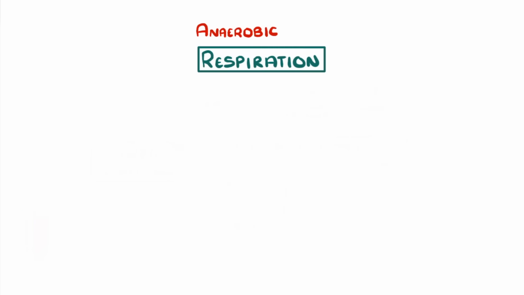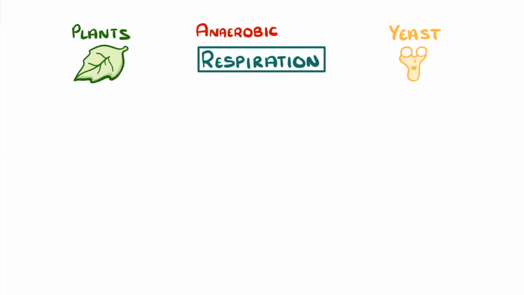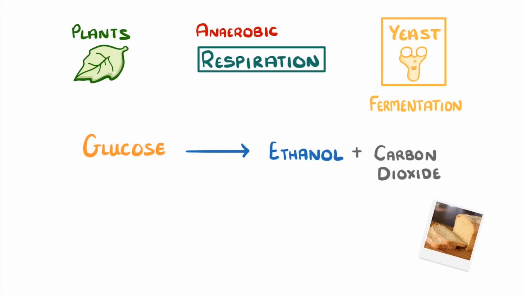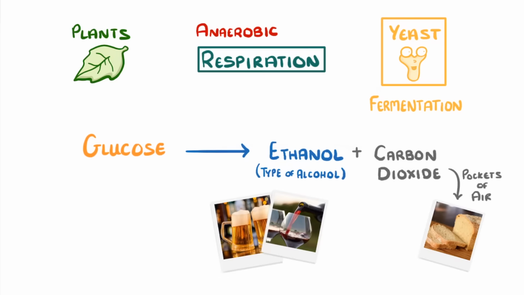The last thing we need to cover is anaerobic respiration in plants and yeast, which is a bit different. This time, the glucose is converted to ethanol and carbon dioxide instead of lactic acid. In the case of yeast, we call this process fermentation, and we take advantage of it in industry. For example, we add yeast to bread so that the carbon dioxide it produces forms little pockets of air that make the bread appear light and fluffy. And because fermentation produces ethanol, which is a type of alcohol, we also use yeast to make beer and wine.